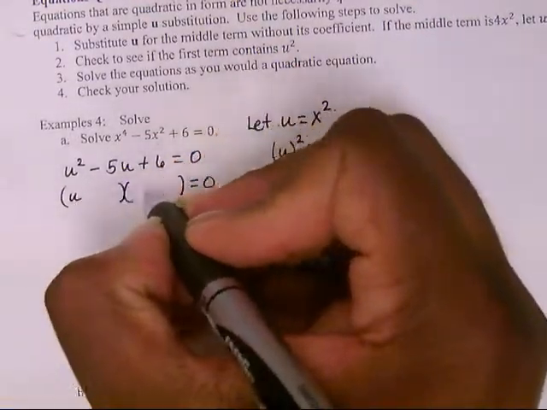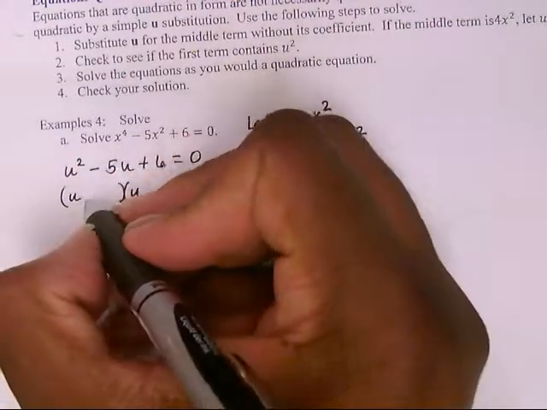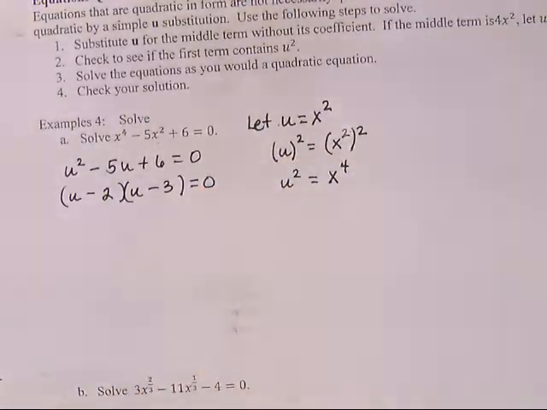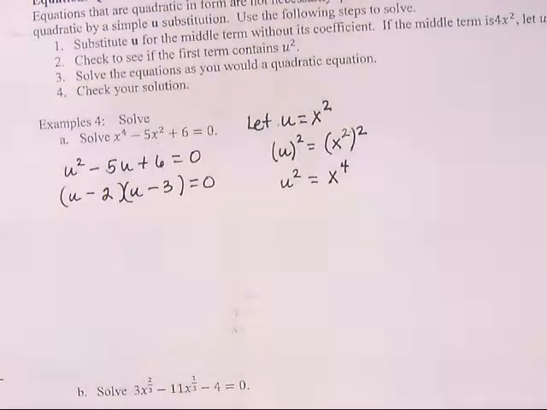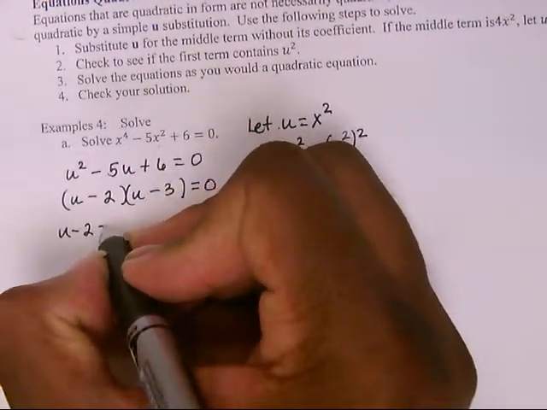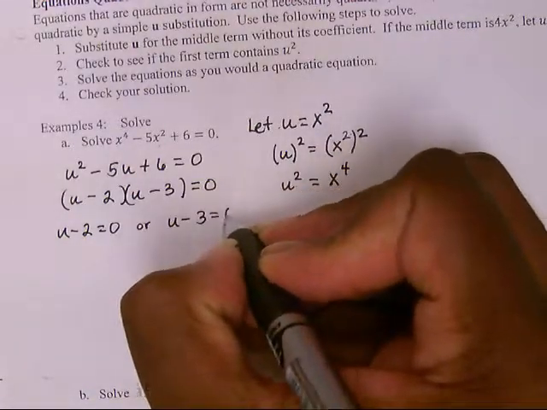The U squared will be U and U. The factors of 6 that will give me a minus 5U will be a minus 2 and a minus 3. So I get U minus 2 times U minus 3 equal to 0. And then we go ahead and solve this equation. We'll set each factor equal to 0. So this means U minus 2 equals 0, or U minus 3 equals 0.